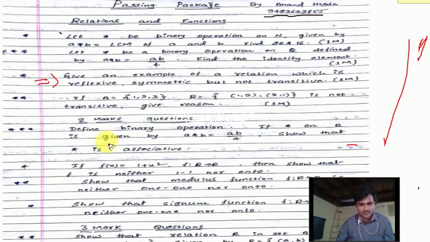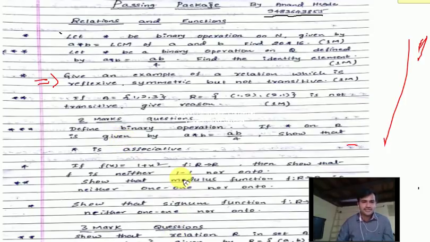So here in the 2 marks part, define binary operation. This is a commonly asked question. What you need to write is: star is said to be a binary operation on a non-empty set A if for all a, b belongs to A, a star b belongs to A. This is a simple definition you can write.